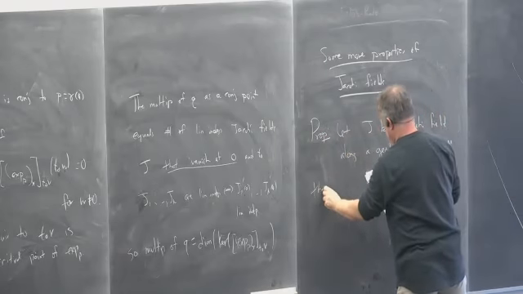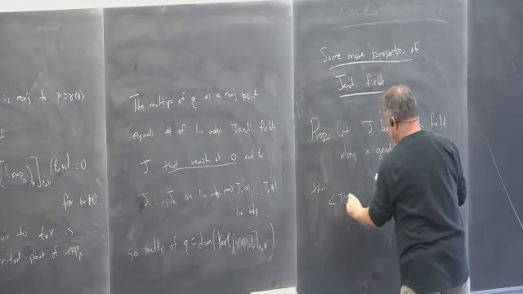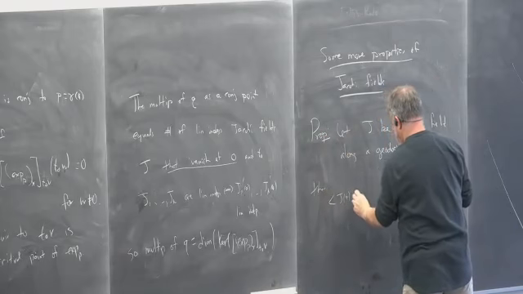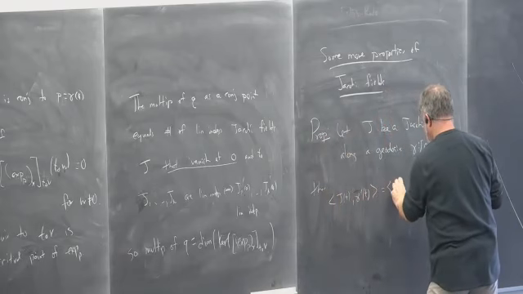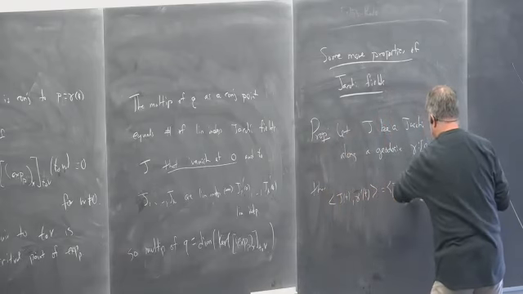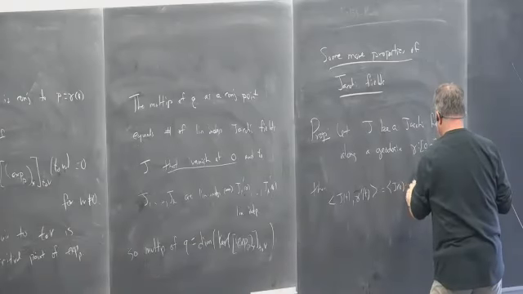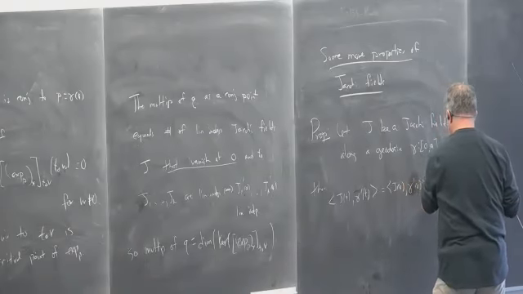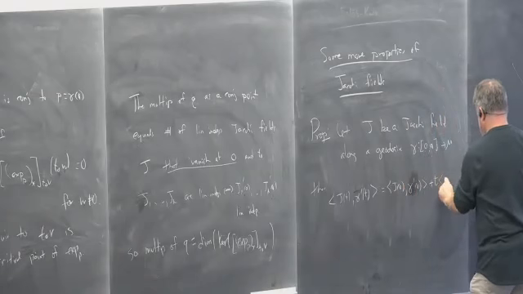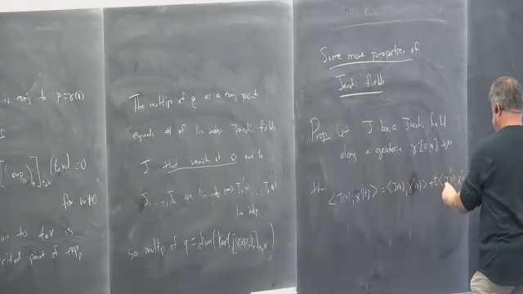Then the inner product of J(t) with gamma prime(t) is equal to the inner product of J(0) with gamma prime(0) plus t times the inner product of J prime(0) with gamma prime(0).